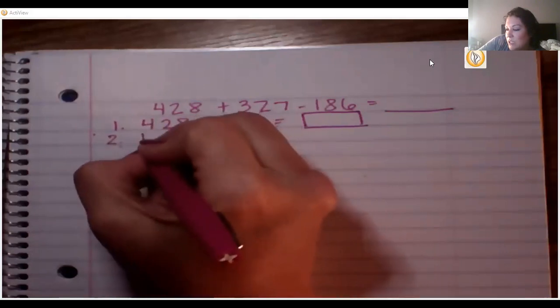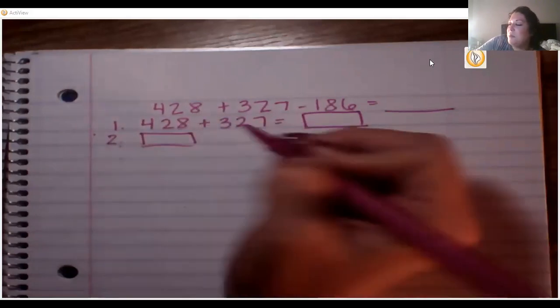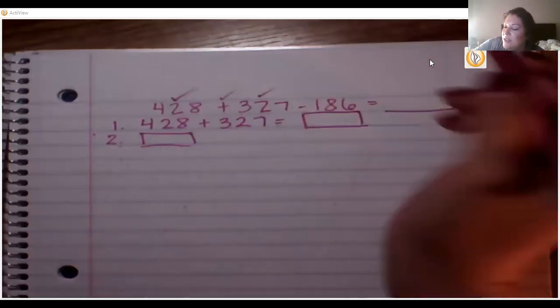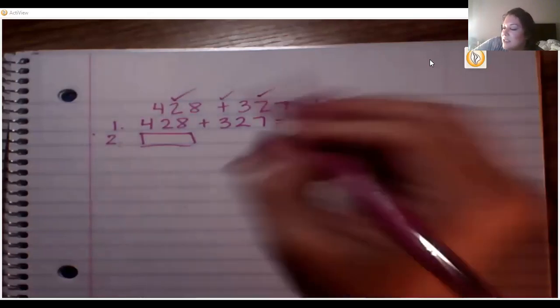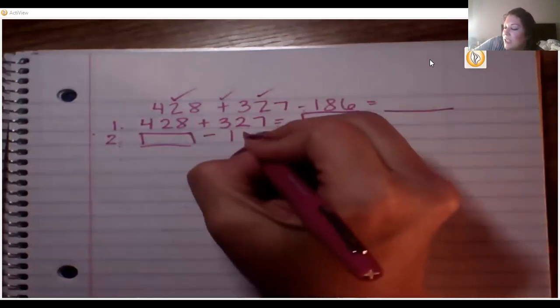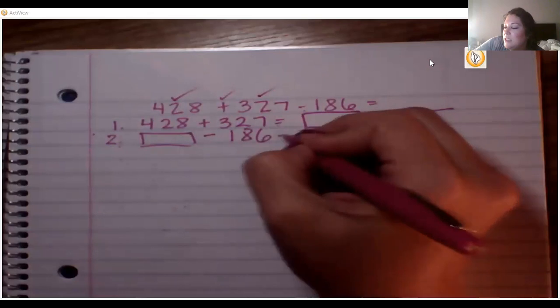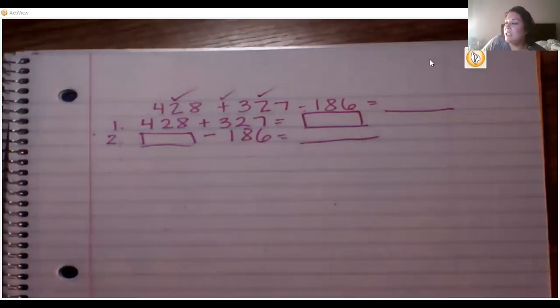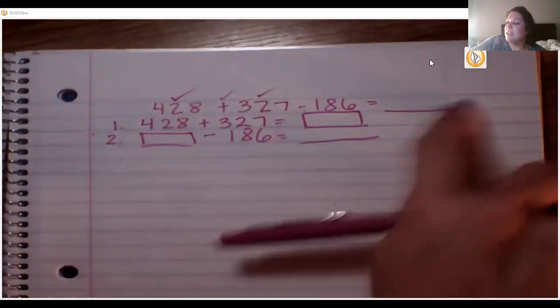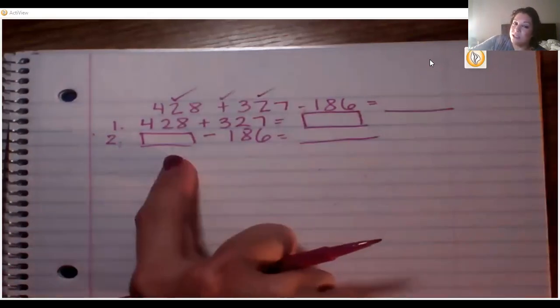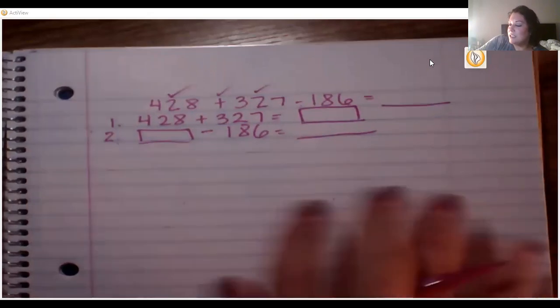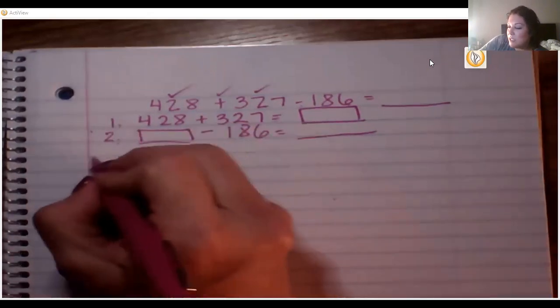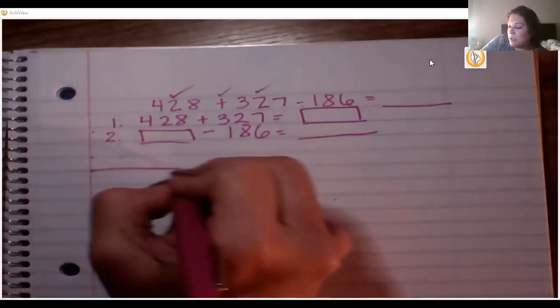My students are really good at telling me box, and then I know I've done 428. I did plus 327, so now I need to do minus 186. They're really good at telling me where that box goes and where the line goes. You know, the line is the entire answer, and the box is what we're going to use in the next step. So let's set up, and I think I want to use the same setup that I used before.